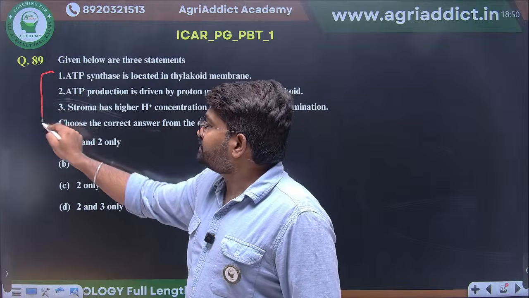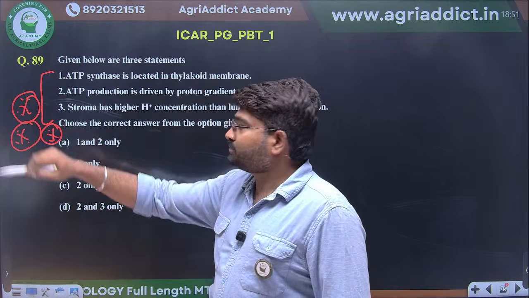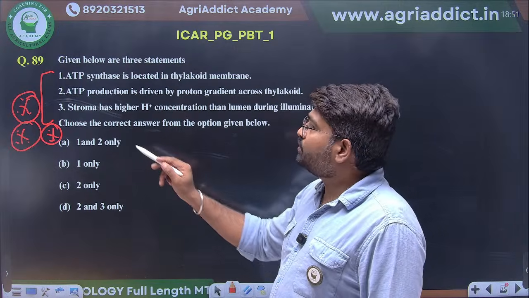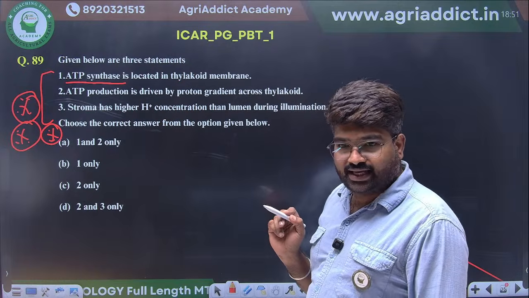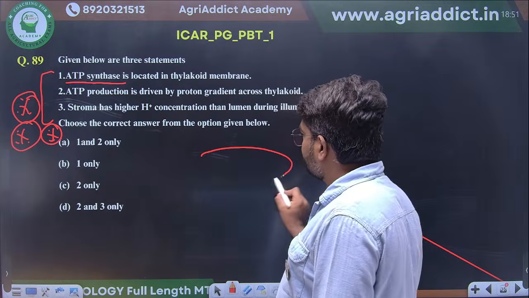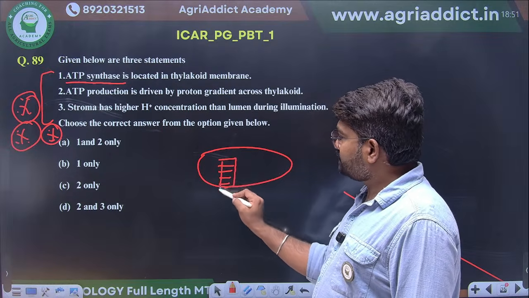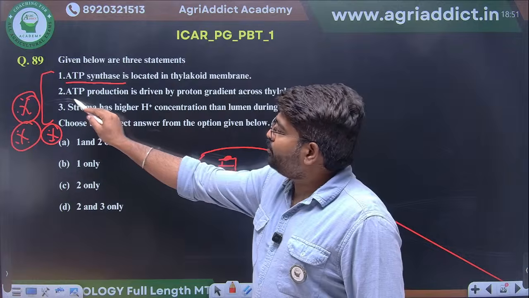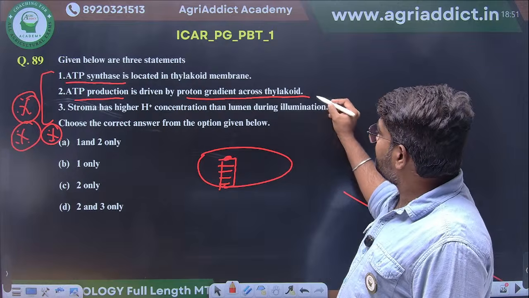This is a very important concept regarding the electron transport chain. Read the question properly. ATP synthase is localized in the thylakoid membrane. Yes, it's true. This is a chloroplast, and here the grana are like a stack of coins. Here ATP synthase will be there. ATP production is driven by a proton gradient across the thylakoid. Yes, this is also correct.